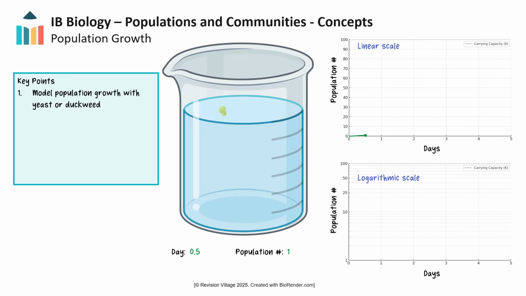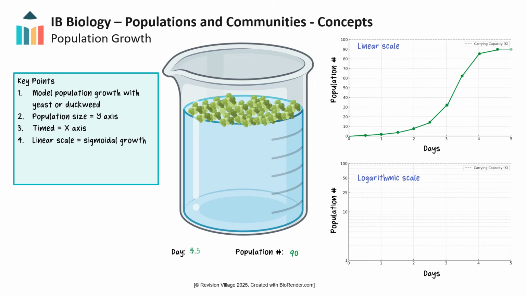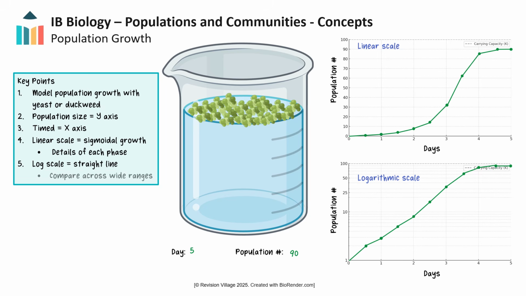Students can model population growth using fast reproducing organisms like yeast or duckweed under controlled lab conditions. Plot population size on the y-axis against time on the x-axis. On a linear y-axis scale, you'll see the S-shaped curve. However, with a log-scaled y-axis, the exponential phase appears as a straight line, which is helpful when values span very small to very large numbers.